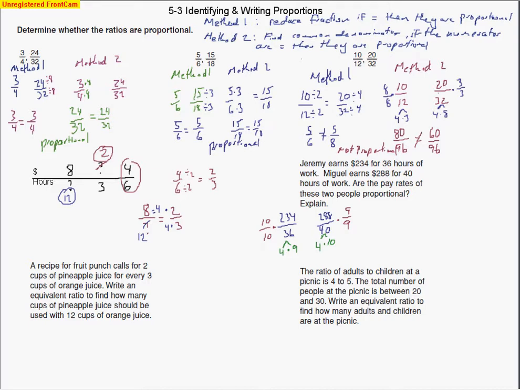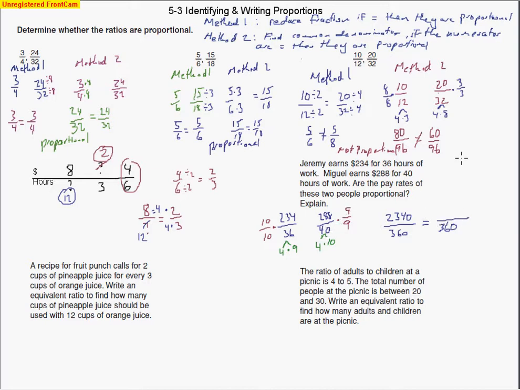And so multiplying by 10 is easy. I just add a 0, so it becomes 234 with a 0 at the end, so 2,340. 36 becomes 360. And I see if it equals. Well, I know the denominator is 360. That's how I came up with that value.